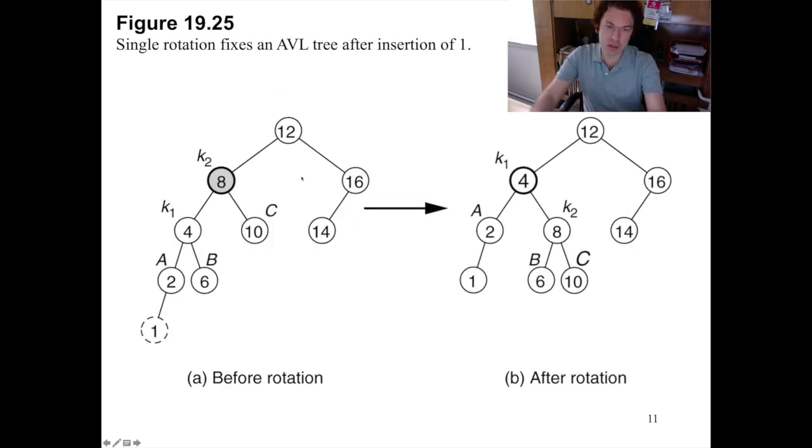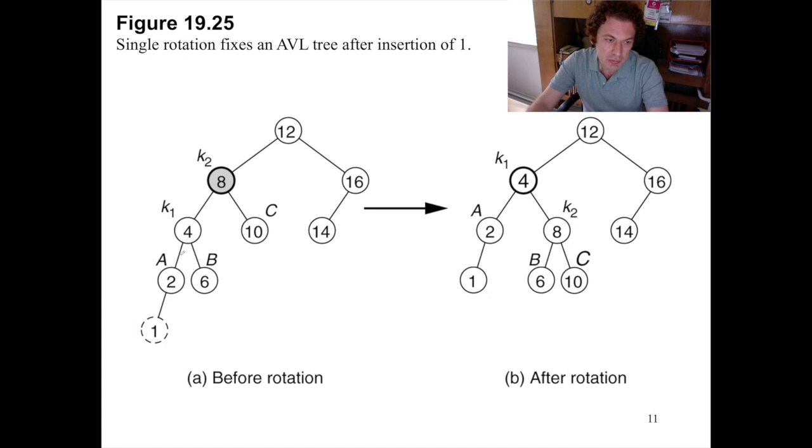Let's see this in action as well. In this case, I want to insert 1. I will do a regular insertion. 1 is smaller than 12, go left, go left, go left. Smaller than 2, go to left. I insert it here. So far everything is exactly what we studied previous week, the binary search tree insertion.